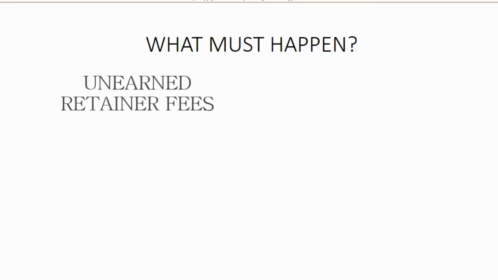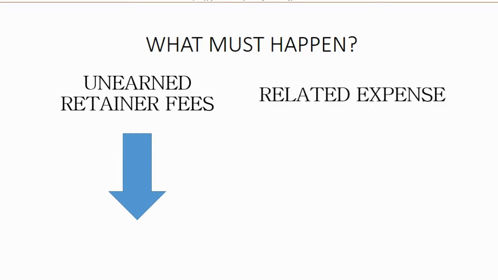Now what must happen? Well, unearned retainer fees will decrease because we have less unearned if we're using it to apply it to something that the client caused. And whatever specific expense they cost us, that expense will go down because we don't really have that expense because we applied their retainer payment to that expense. So when we record this journal entry, unearned retainer fees will go down, and the related expense, in this case, the related expense is the repair expense.